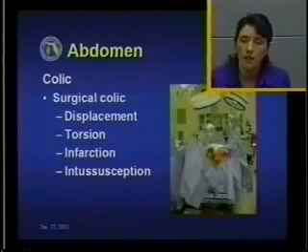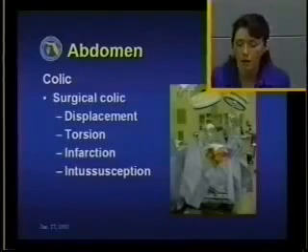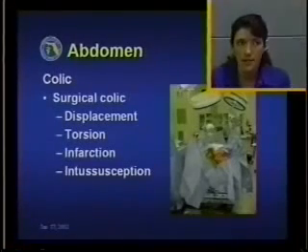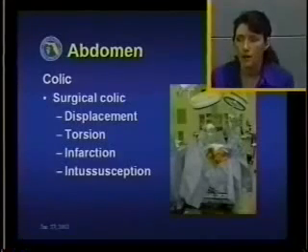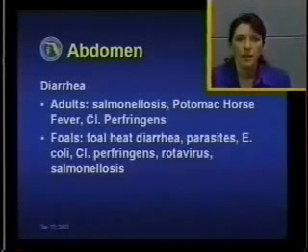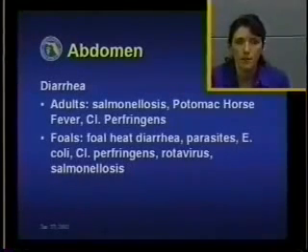Infarction, so areas of intestine that become devitalized because of the presence of blood clots or torsion of the vessels, need to be resected, and intussusception also needs to be surgically corrected. Diarrhea is also a common disease that can affect the intestinal tract. In adults, we're most commonly dealing with organisms such as Salmonella, Ehrlichia risticii, which is the agent responsible for Potomac horse fever, and Clostridium perfringens.